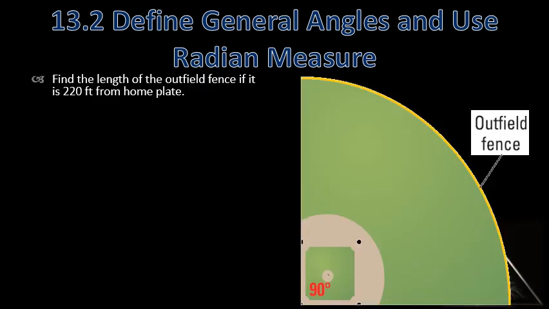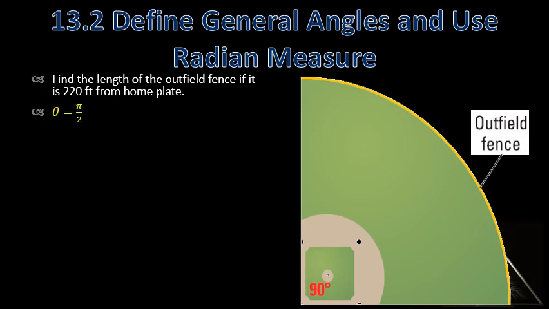All right, here's a baseball field. Find the length of the outfield fence if it's 220 feet from home plate. Well, that would be an arc length. The outfield fence looks like part of a circle, so it's an arc length.